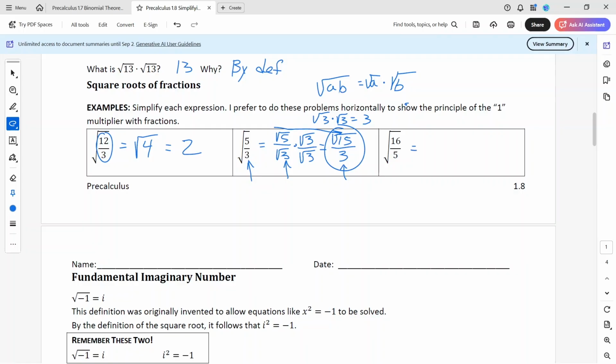Notice again that I can break fractions into the division of the numerator and the denominator, each in its own square root. Just so happens the square root of 16 is 4. If I didn't recognize that, you just make a bigger problem for yourself. If you did the square root of 16 times the square root of 5, you'd get a square root of 80, and you'd have to simplify that.